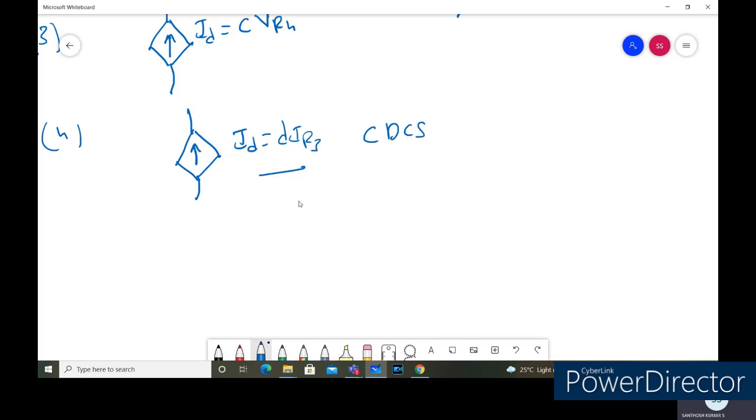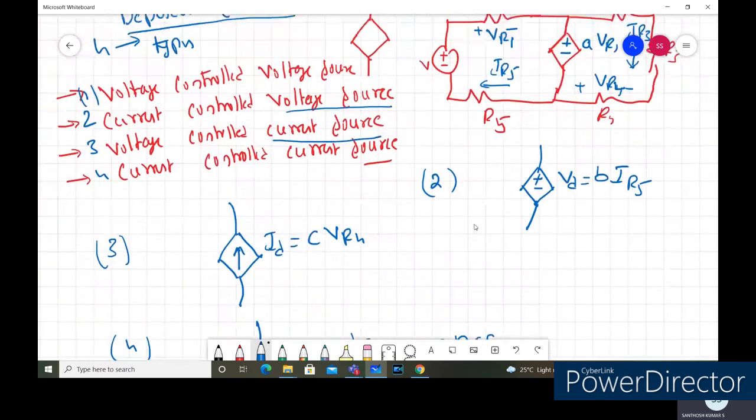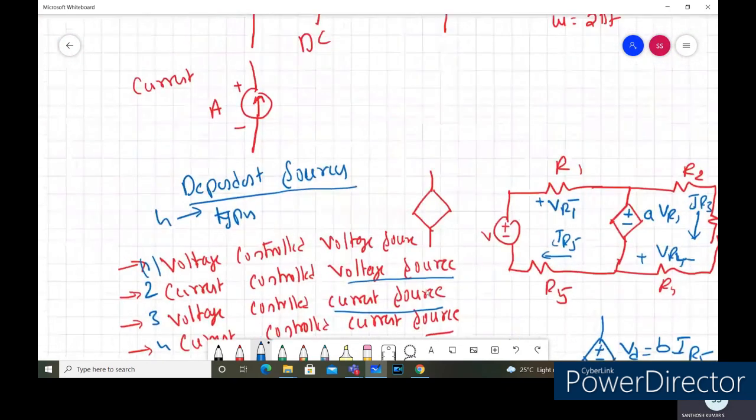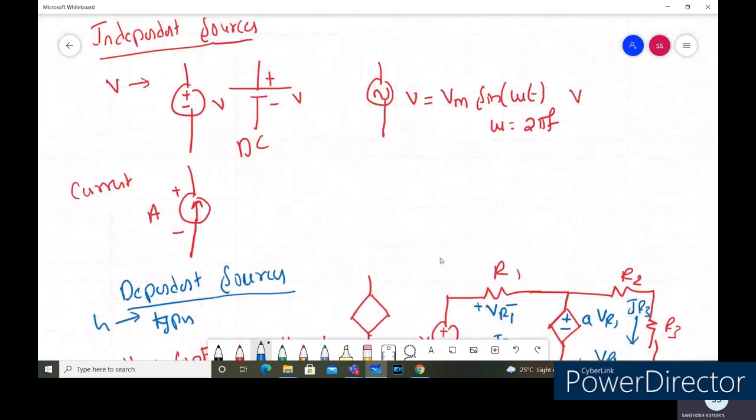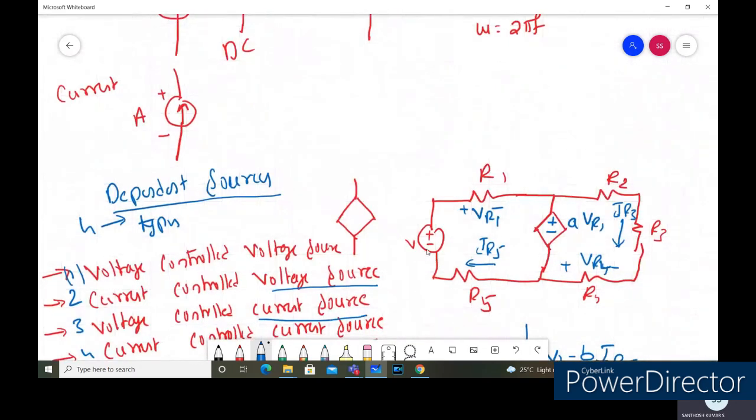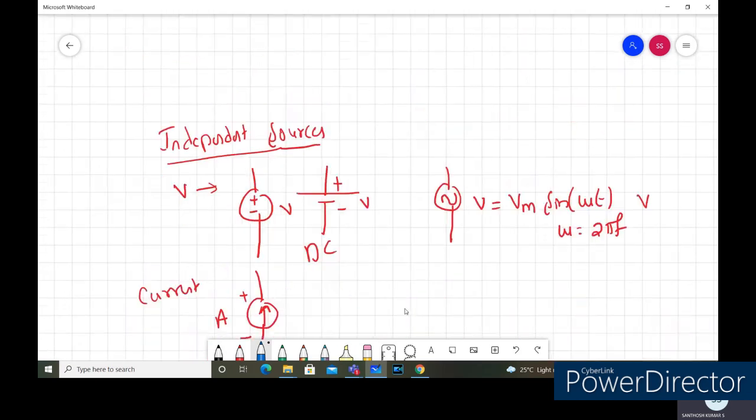So these are the different types of practical sources that we are going to use in the circuit elements. Usually in the network reduction techniques, easily we can remove the independent sources, but it is not possible to remove the dependent sources. But in the case of source transformation, we can perform the source transformation for the dependent as well as for the independent sources equally.